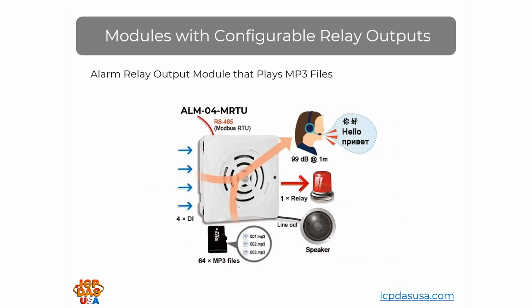The ALM 04 MRTU, these communicate over Modbus RTU and they play MP3 alarms based on digital inputs. They also trigger relay outputs that are being used to trigger lighting. Also for some applications, they're being used to open doors. So they're used in a lot of different kind of safety applications. The audio files are stored on a micro SD card. They have 8 different kind of alarm modes.